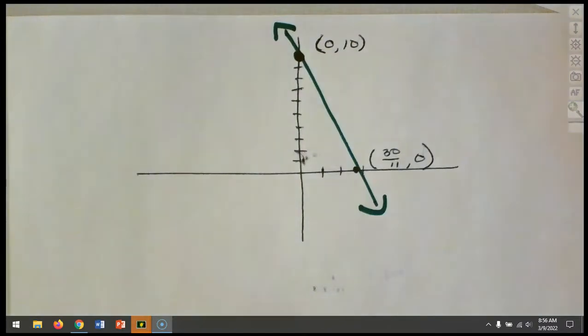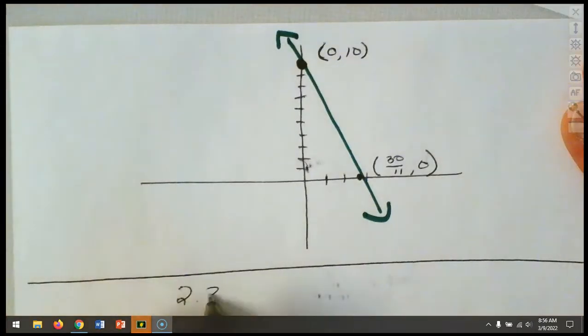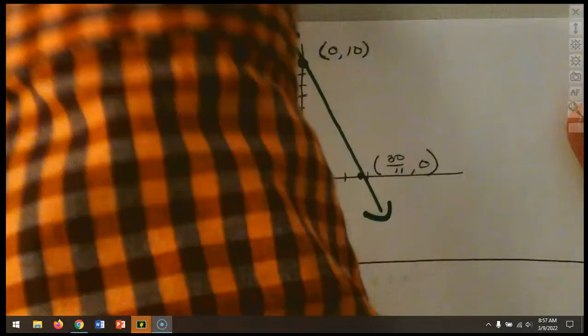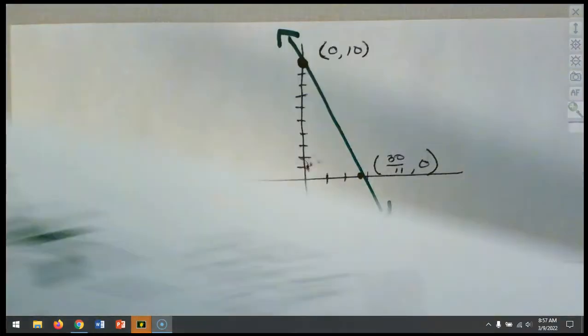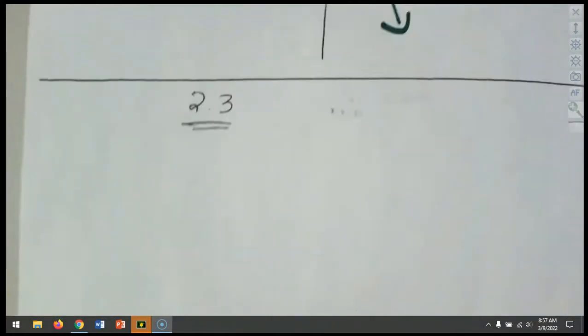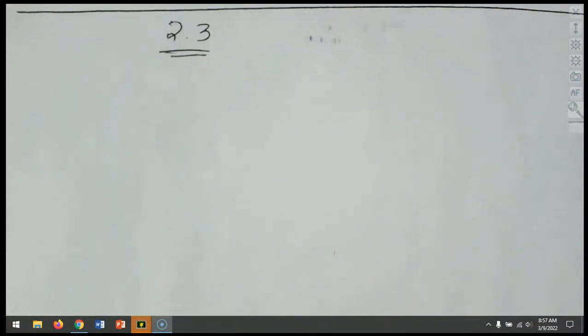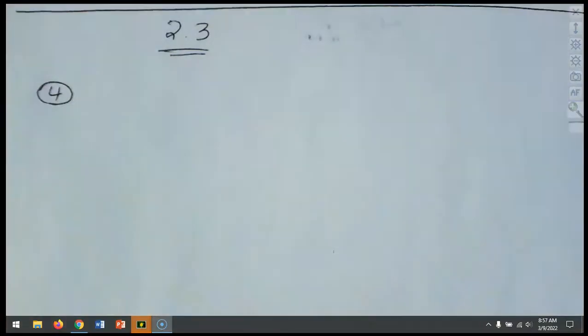Okay, well, then we'll move on and we'll look at now 2.3. And we've got quite a few questions out of 2.3. And 2.3 is a more difficult section. I think it's the most difficult section in this chapter. And we're going to begin with question number 4.